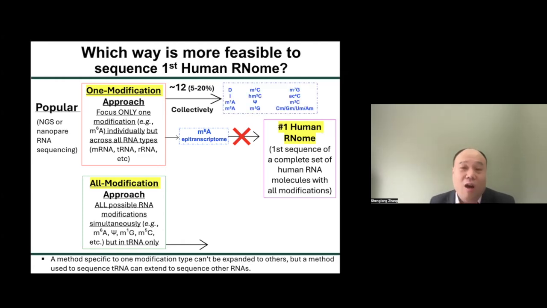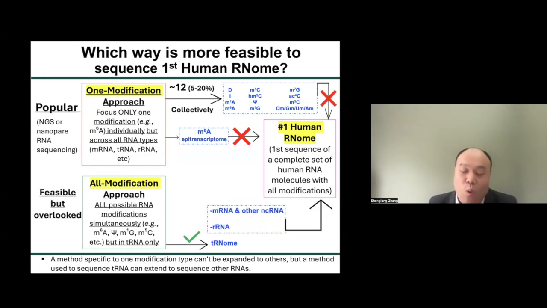Collectively, there are now about 12 different RNA modifications that can be mapped, either by Illumina-based RNA-seq or nanopore-based RNA sequencing. But this is still a very small portion. Those individual methods would have difficulty covering all the modifications in human RNA.